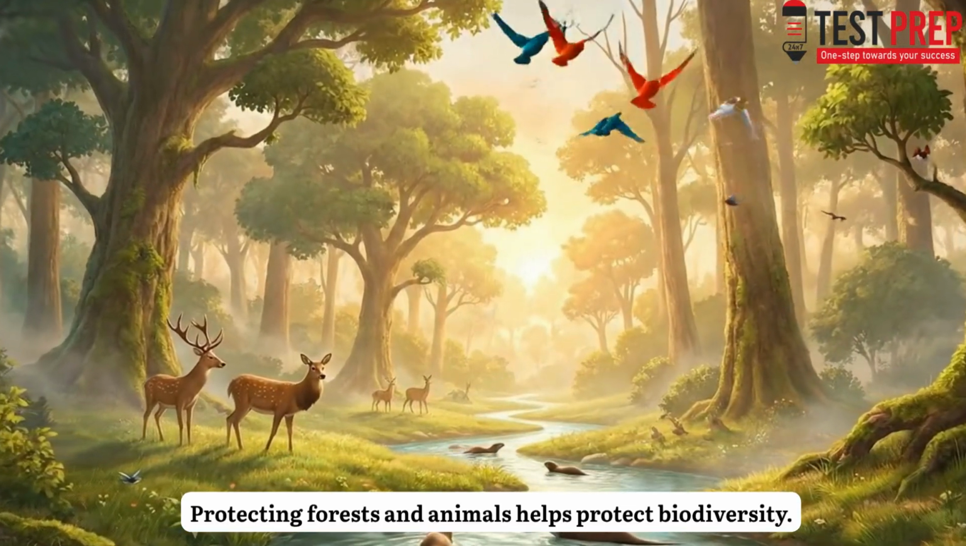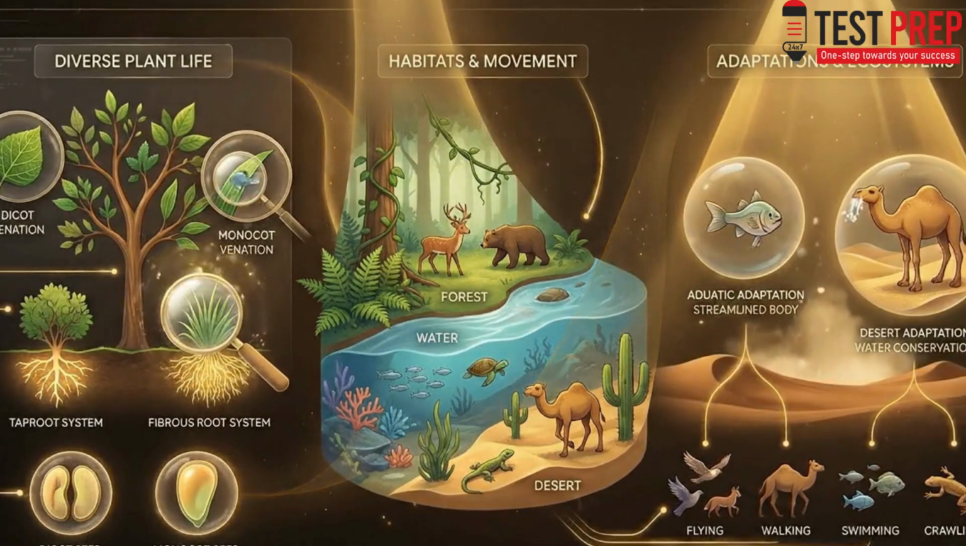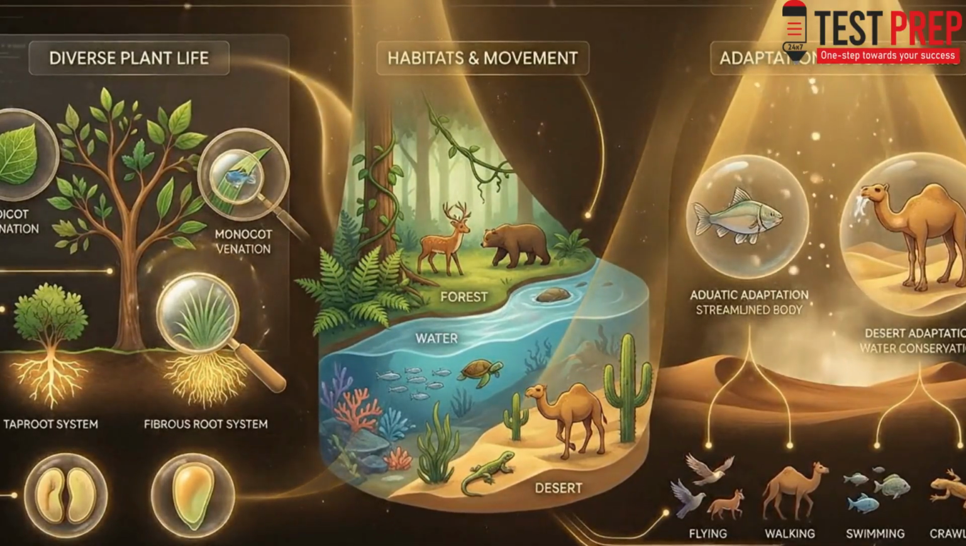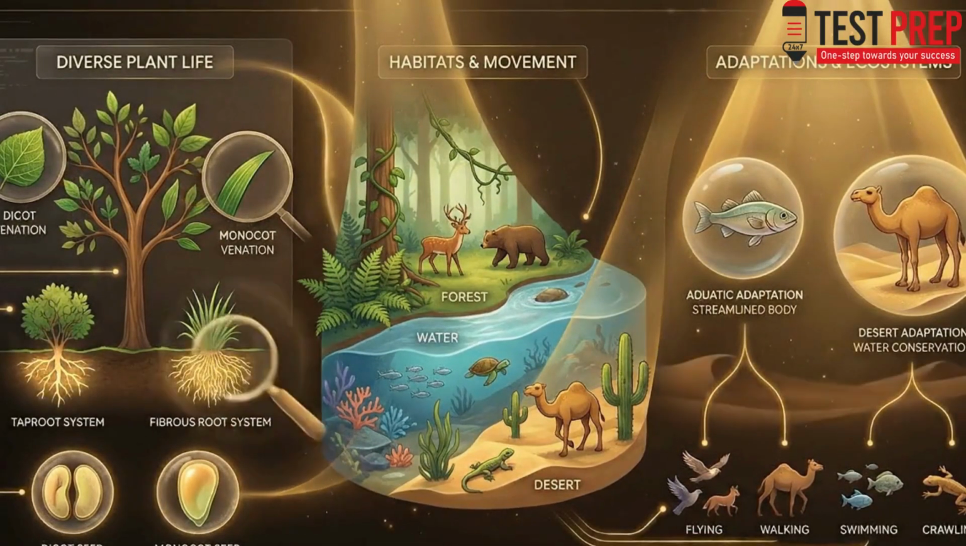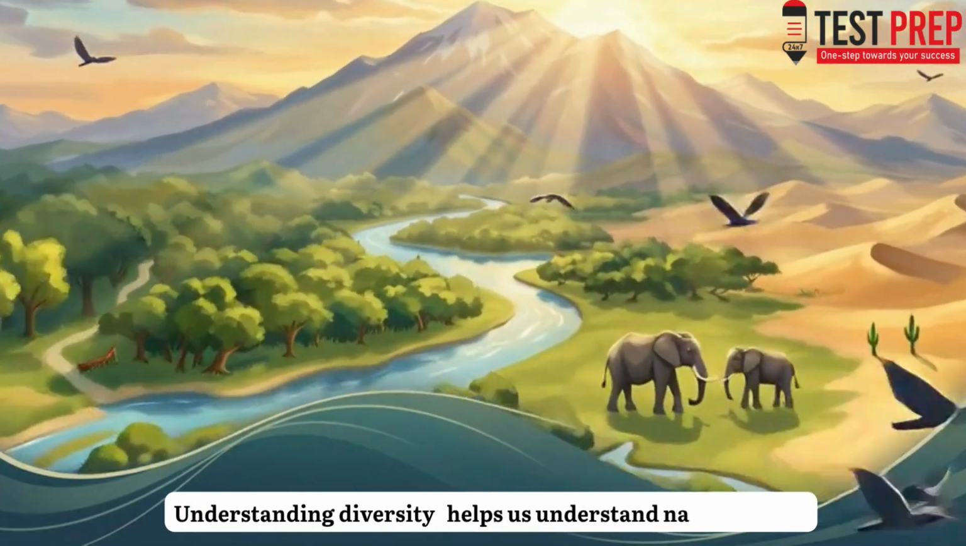So students, today we learned that nature has many different living organisms. This variety is called diversity. The variety of organisms in one area is called biodiversity. Understanding diversity helps us understand nature better.